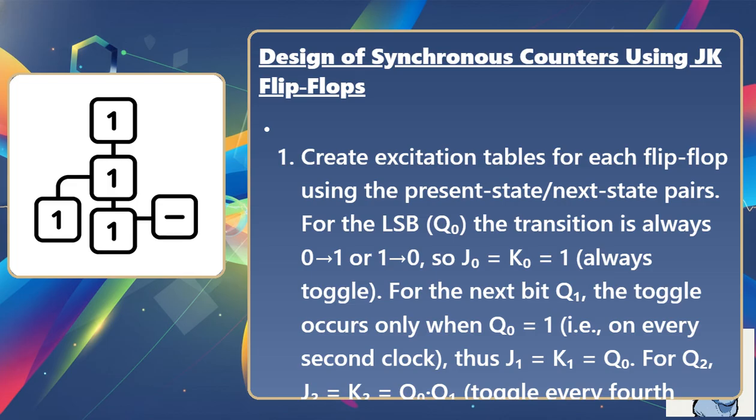For the least significant bit Q0, the transition is always 0 to 1 or 1 to 0, so J0 equals K0 equals 1, always toggle. For the next bit Q1, the toggle occurs only when Q0 equals 1, i.e. on every second clock, thus J1 equals K1 equals Q0. For Q2, J2 equals K2 equals Q0 AND Q1, toggle every fourth clock.